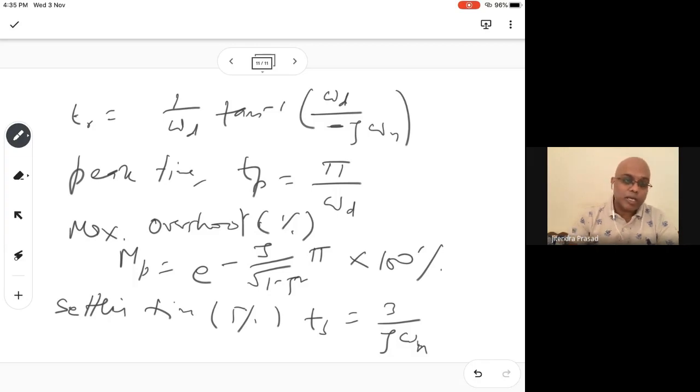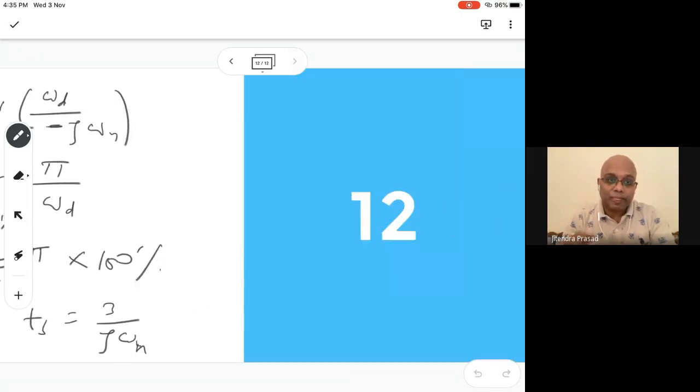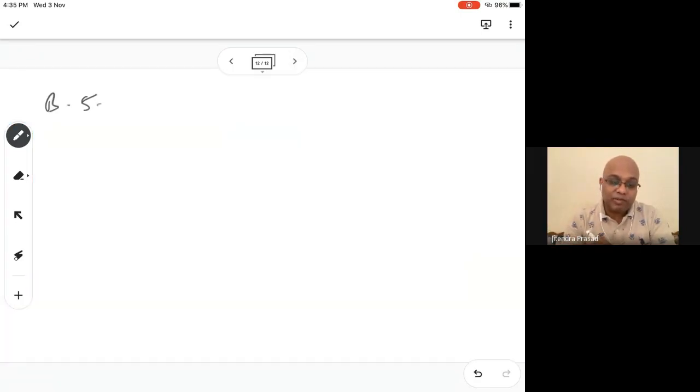Okay, now next question. Any question, guys? 258. Okay, so B55. This is about obtaining the unit impulse response and the unit step response of a unity feedback system whose open loop transfer function is given.